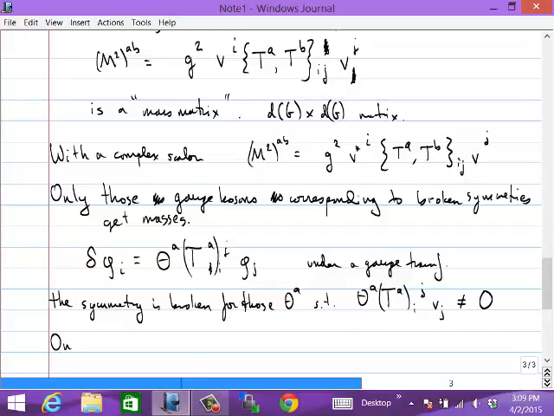And only those gauge bosons that correspond to those broken symmetries will get a mass. So let me do a simple example of this, just to make this clear. Let's consider the case of SU(N) with phi transforming in the n-dimensional fundamental representation, which is a complex representation.